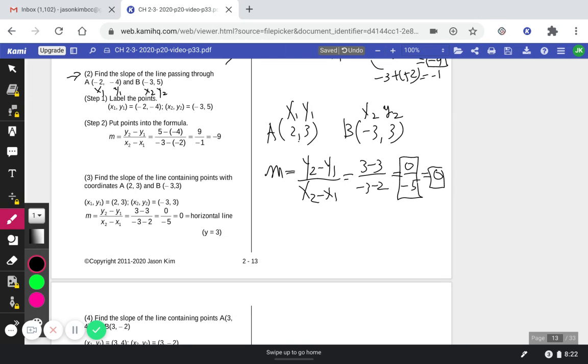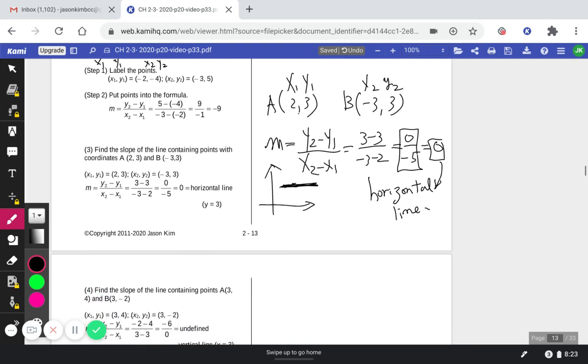So what does it mean when slope is 0? Slope is 0 means no rise at all. You're just sitting flat. So it becomes a horizontal line. Whenever slope is 0, it's always sitting flat, doesn't go up. So it becomes a horizontal line.